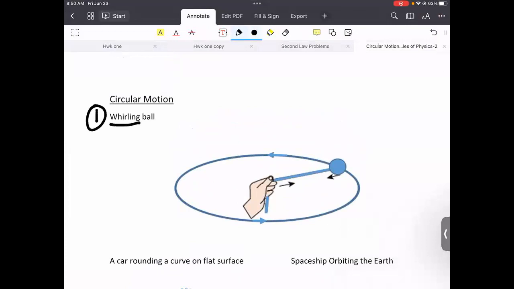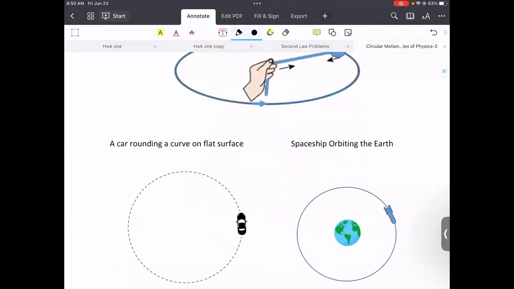So it's a whirling ball. A whirling ball will be example number one. Example number two will be the car that is moving around a curve. So that demonstrates circular motion. And we have example number three that shows a spaceship that is orbiting the Earth. So that's the third example.